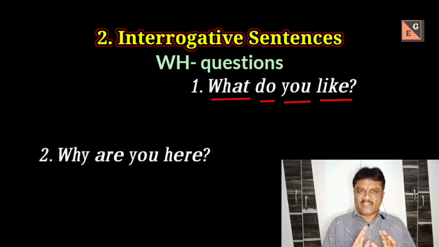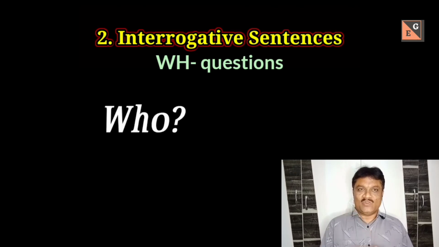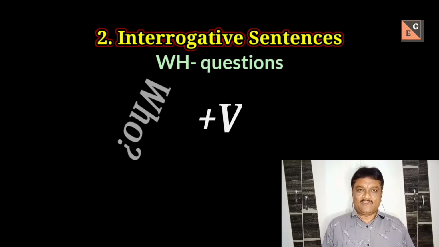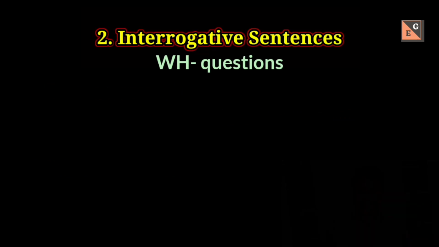The structure never changes but for the WH pronoun, who. Most of the time, a direct verb is taken after who. For example, who are you? Who am I? Who killed the rat?